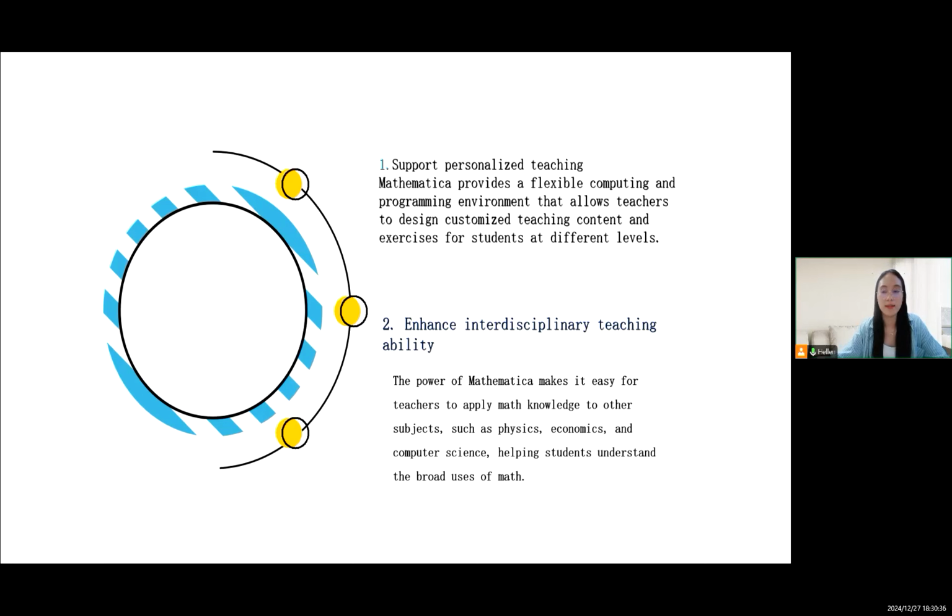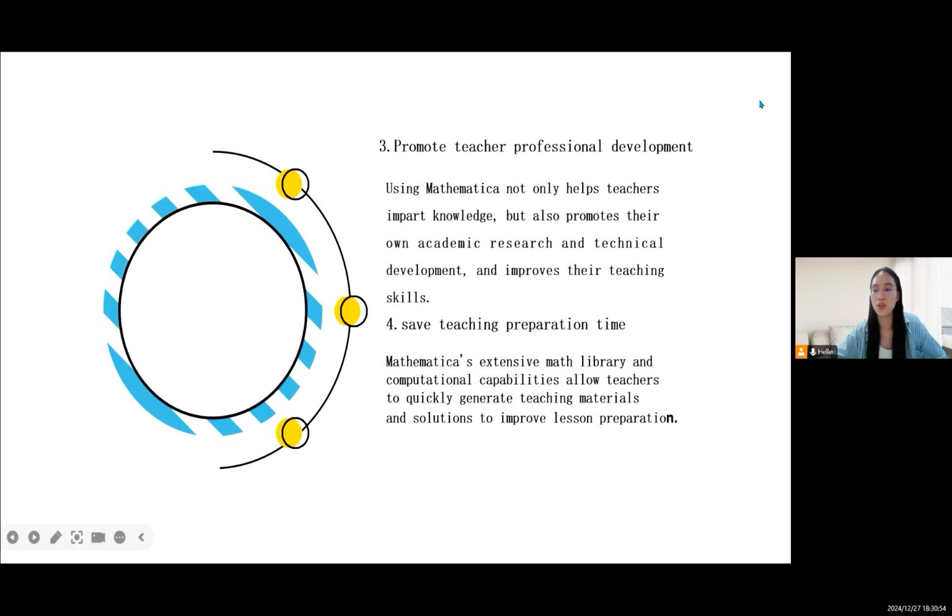And the second one is the data analysis course. Using mathematics to analyze statistics and draw graphs to help students learn how to solve real-world problems with math. And then third, promote teacher professional development. Using mathematics not only helps teachers impart knowledge, but also promotes their own academic research and technical development and improves their teaching skills.